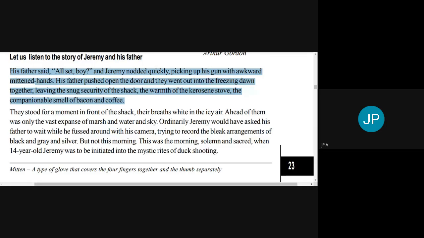He is going to shoot a live. Yes, Rishma. So he is going to shoot a live bird.